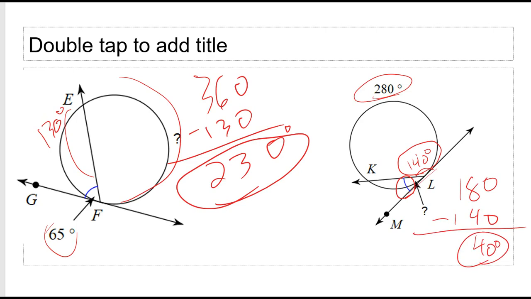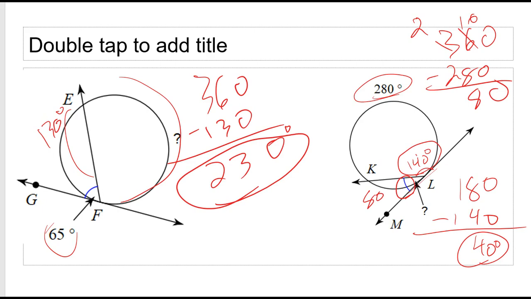Now if you're thinking, wait, would I get the same answer? Well, yeah, if I took 360 minus 280, do a little bit of math, this comes out to be 80. 80 divided by 2 is 40. So there's two ways to do that. It's up to you guys. You choose which one you want.